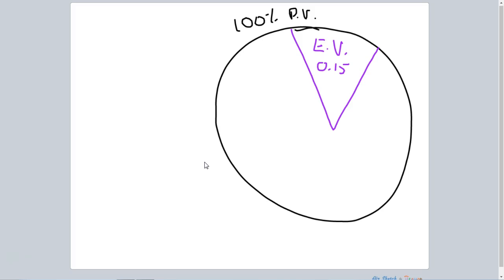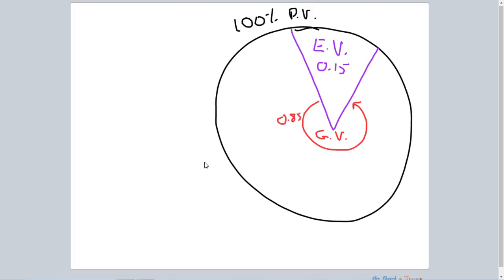If 15% of the differences we see in individuals is due to differences in their environment, what is the other 85% due to? Hopefully you said that the other 85% is due to differences in individuals' genes. We call that the genetic variance.